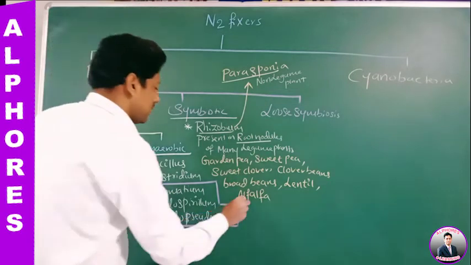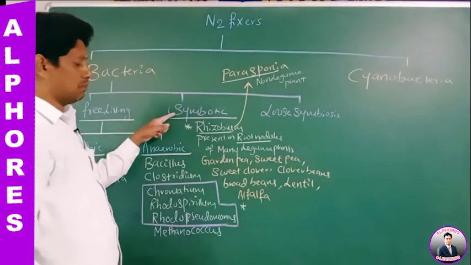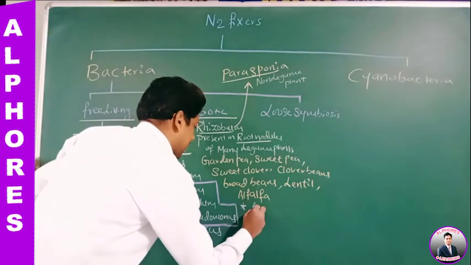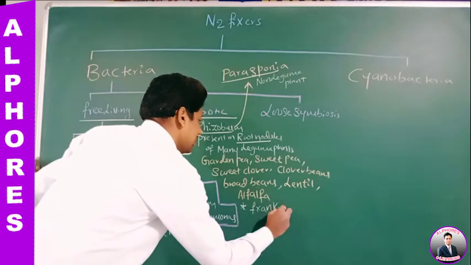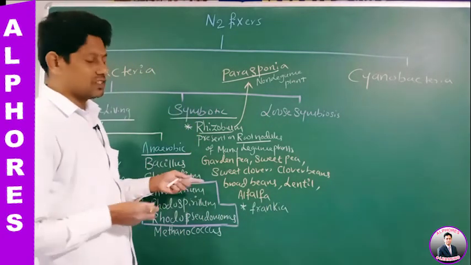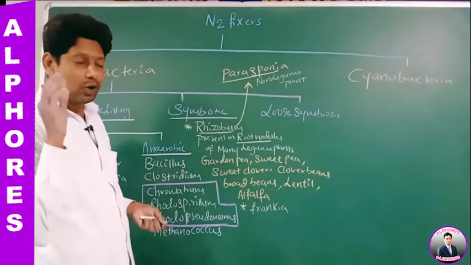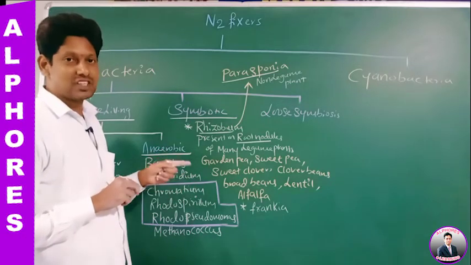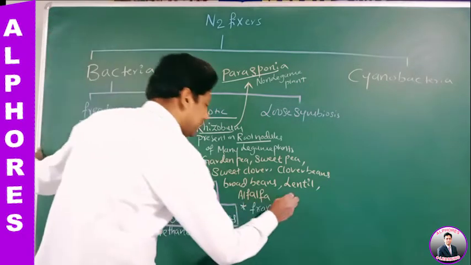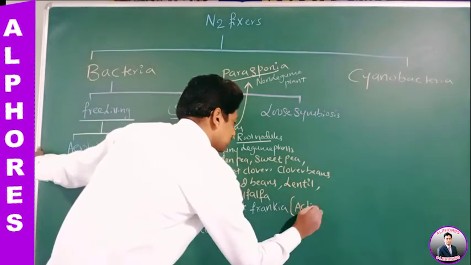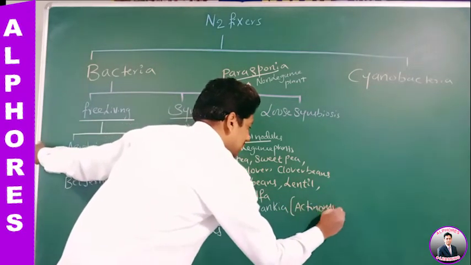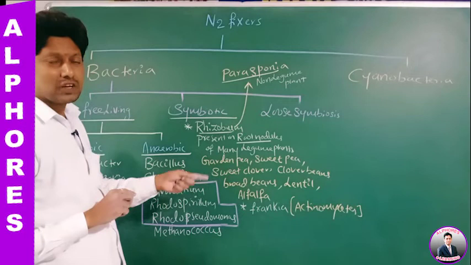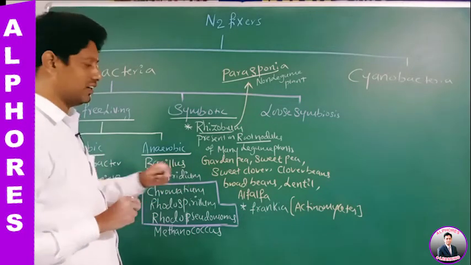Number 2, go for the second example for symbiotic condition. It is Frankia. What is Frankia? In first year we read that Frankia comes under actinomycetes. Actinomycetes means branched filamentous bacteria. Yes or no?